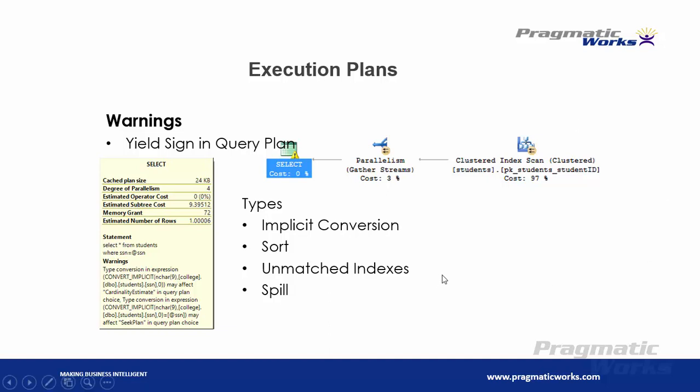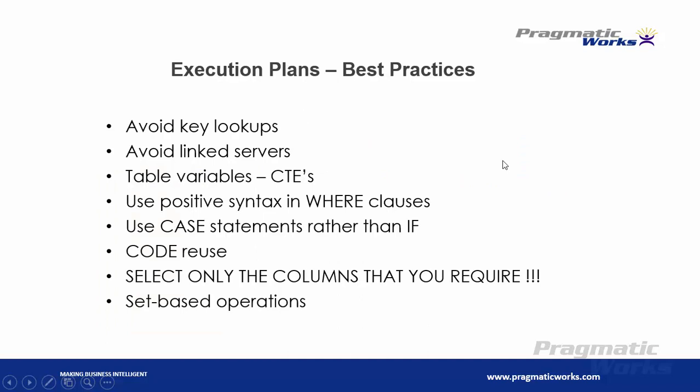There are various things to look for in an execution plan. Mostly we want to see if there are yield signs in the query plans. Things like implicit conversions, unmatched indexes, or sorts and spills are called out in our execution plans when we execute a query. Try and avoid things like key lookups and RID lookups. Use covering indexes, that kind of thing, when we are executing queries.